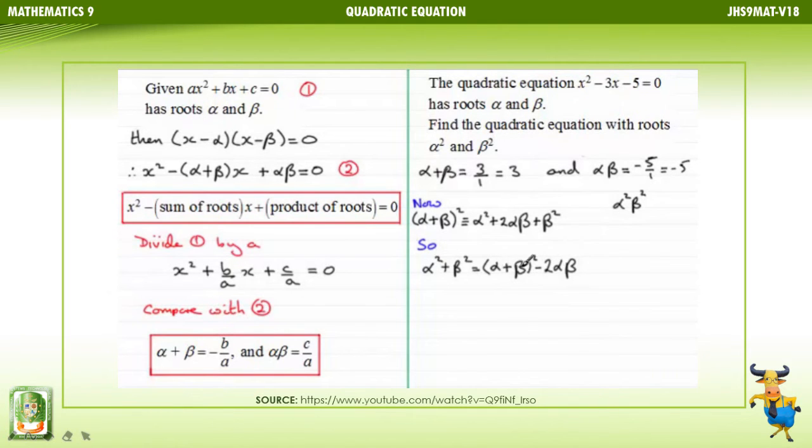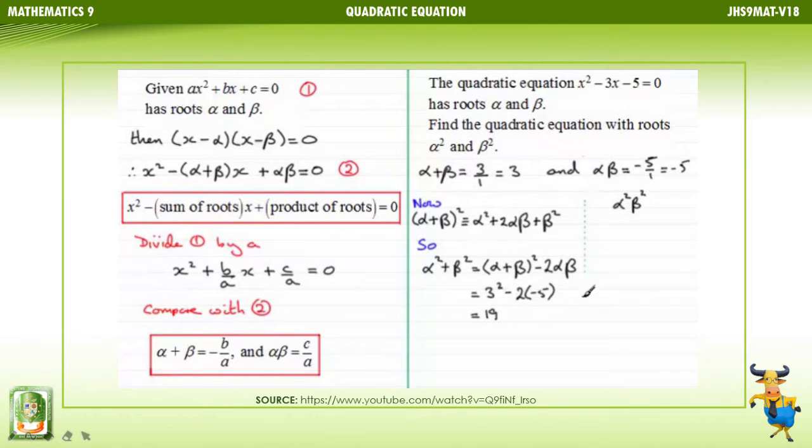And that's nice because I've got the value of alpha plus beta and alpha beta from up here. So in other words, alpha squared plus beta squared will be alpha plus beta, which we know is 3, all squared, minus 2 times alpha beta, and alpha beta was negative 5. So we've got 9 plus 10, in other words 19.